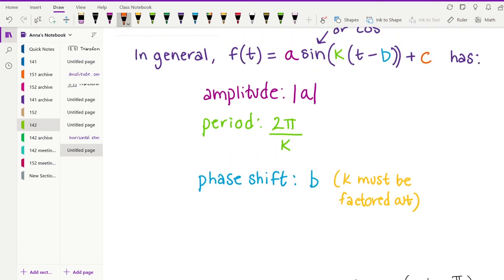And then the last thing is the midline. So the midline we know happens from the vertical shift, right? Because that's what moves the midline up and down. And so the midline is going to be y is equal to c. So whatever that number c is, that's going to tell you what your midline is.